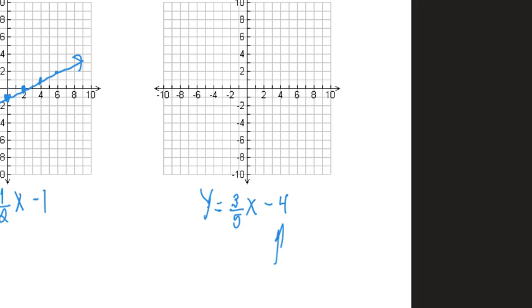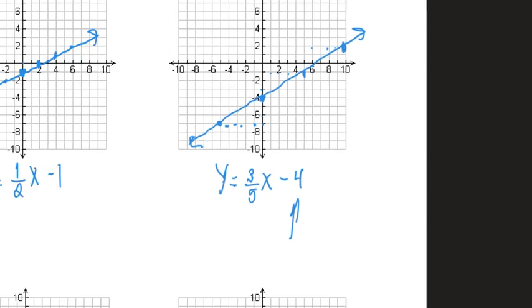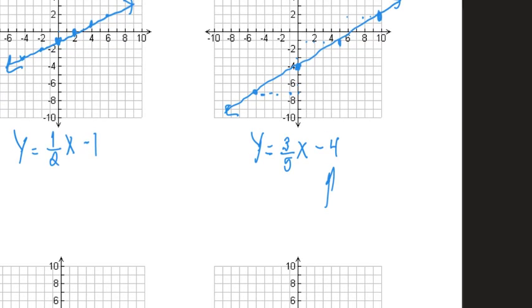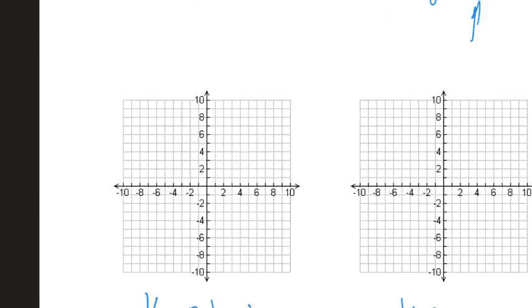Starting at -4. Make a line. Up 3 over 5. It's all positive. Up 3 over 5. 1, 2, 3, 4, 5. Up 3 over 5 again. Down 3 over 5 the other way. So this looks like this. They all should line up. If they don't, you did a point wrong. Look at it again. That's how you can check yourself. Increasing slope. Y-intercept is -4.